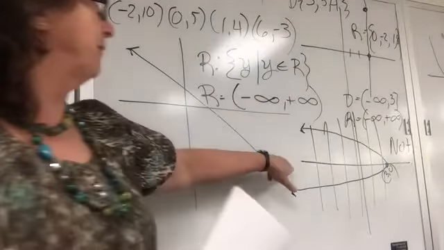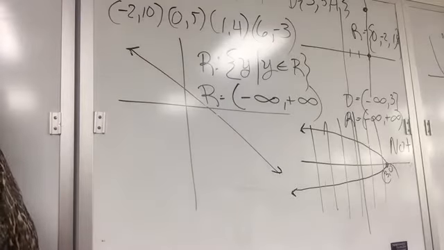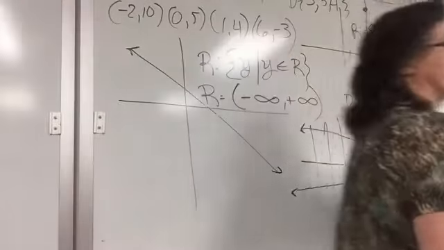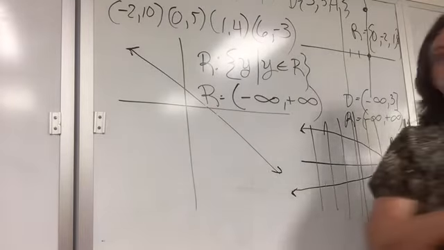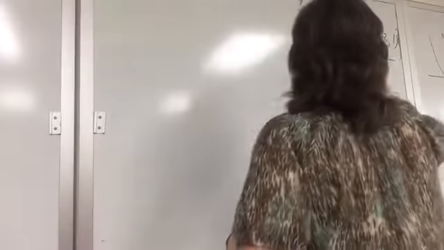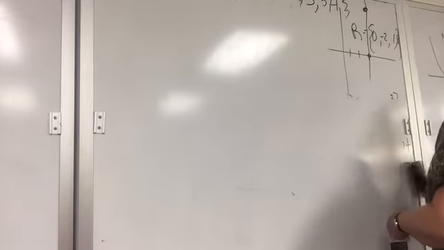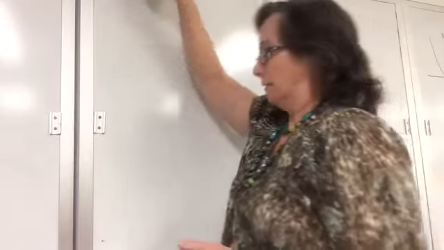All right, so let's go ahead. This one is not a function. All lines are functions except one type of line. What type of line is not a function? Okay? Vertical. I'm seeing a vertical line. All right? The vertical line is not a function. All other types of lines, even zero slope, is a function. Okay, so let's move on to the next one.